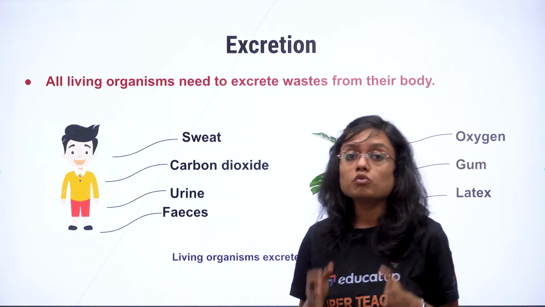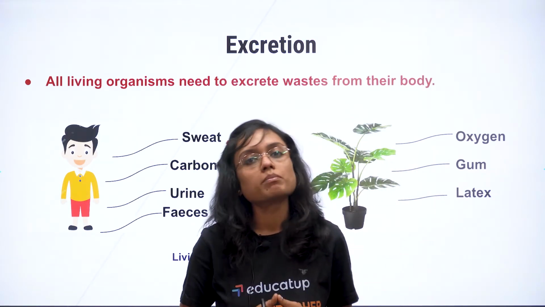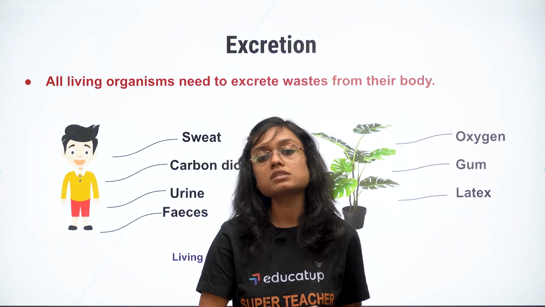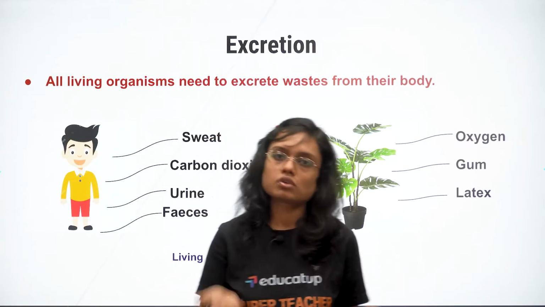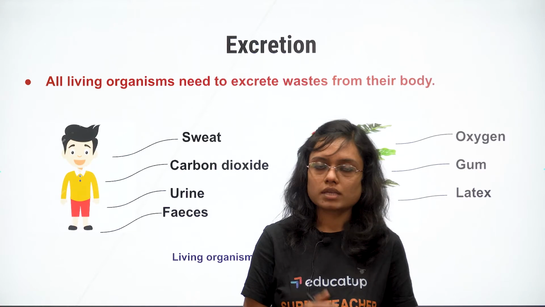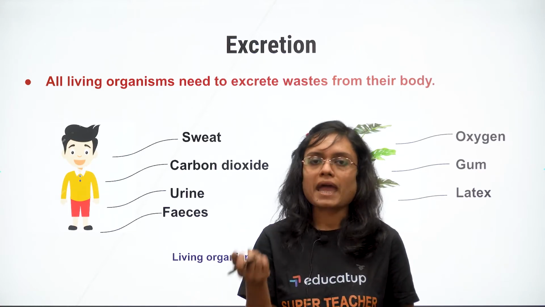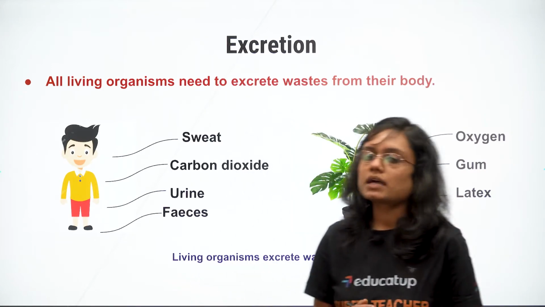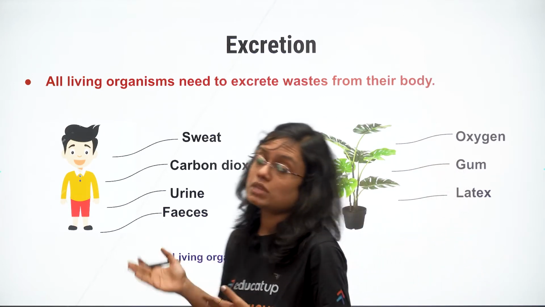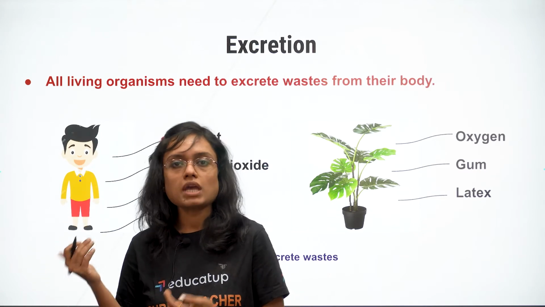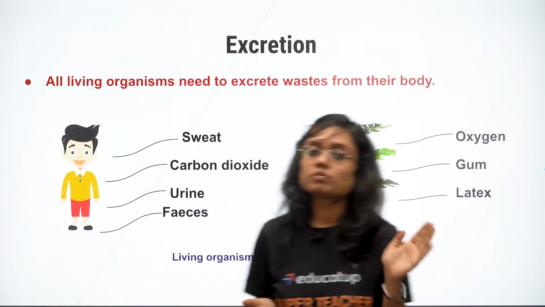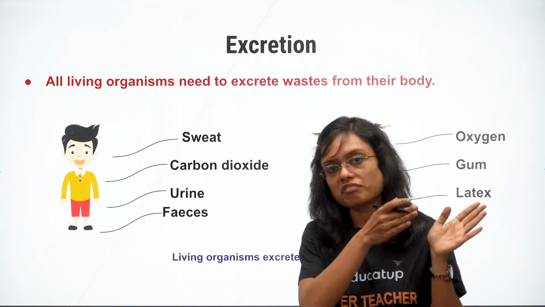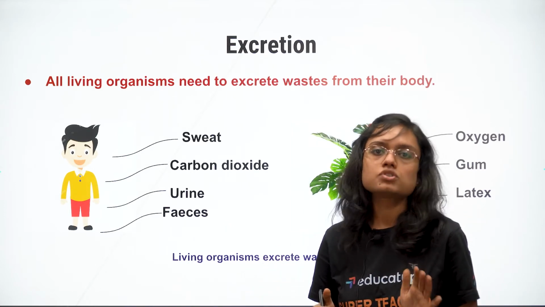Then excretion, removal of unwanted or waste substances from the body, is something which is done by every living organism. And sometimes in some living organisms, along with waste products, useful products are also thrown out. In case of humans, sweat, carbon dioxide gas, urine, and feces. All these four are the excretory substances which are removed from the body. In case of plants, oxygen, gum, and latex, all the three are extremely useful products which are being excreted out. And in case of humans, we have discussed the useless things. But every living organism is showing excretion, that means removal of any substance from the body.